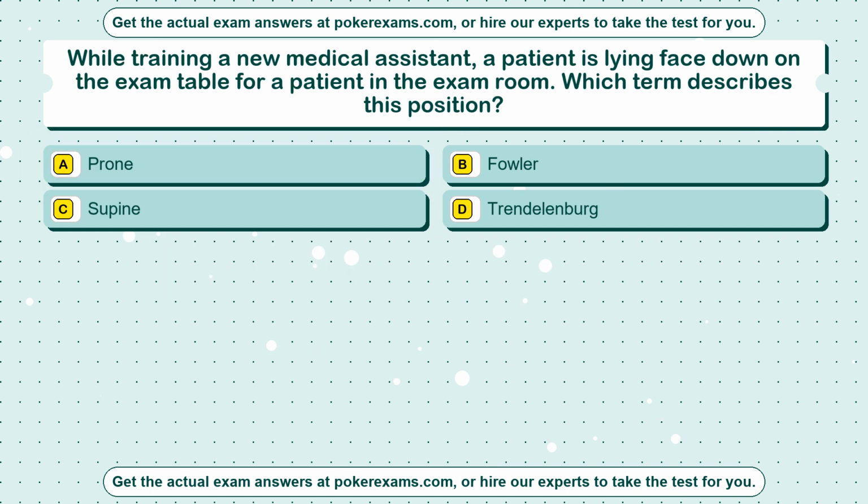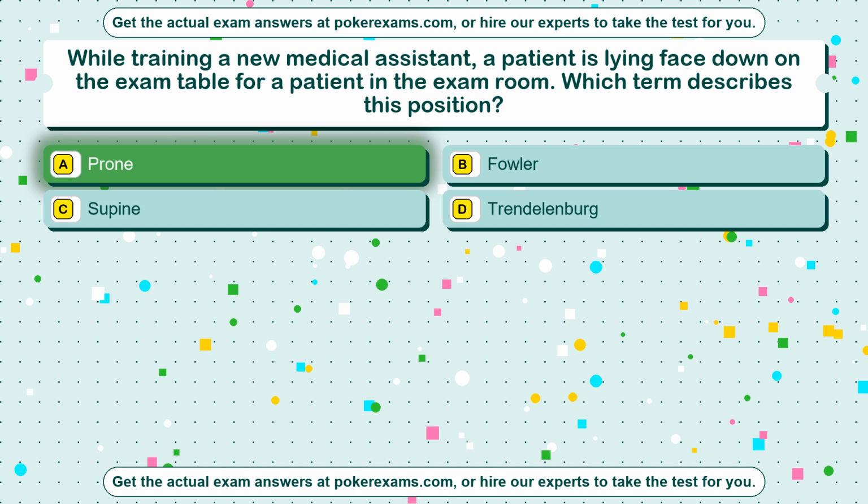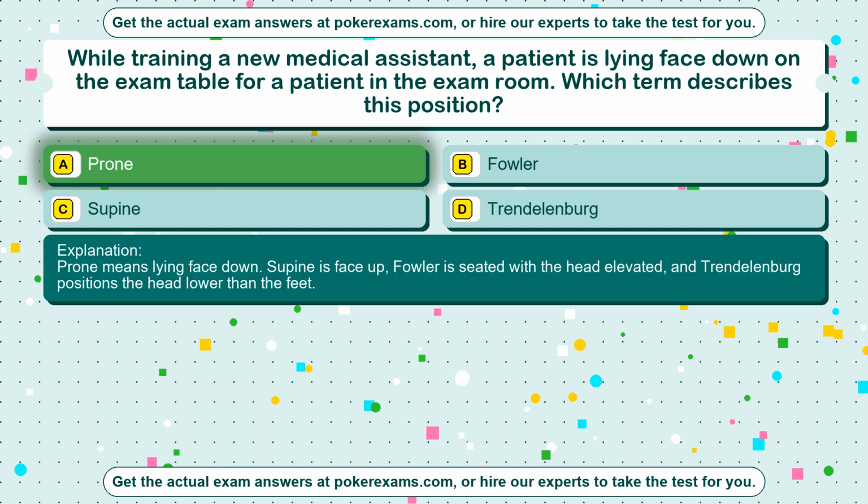Question 55. While training a new medical assistant, a patient is lying face down on the exam table in the exam room. Which term describes this position? Option A, prone. Option B, Fowler. Option C, supine. Option D, Trendelenburg. The correct answer is option A, prone. Prone means lying face down. Supine is face up. Fowler is seated with the head elevated, and Trendelenburg positions the head lower than the feet.